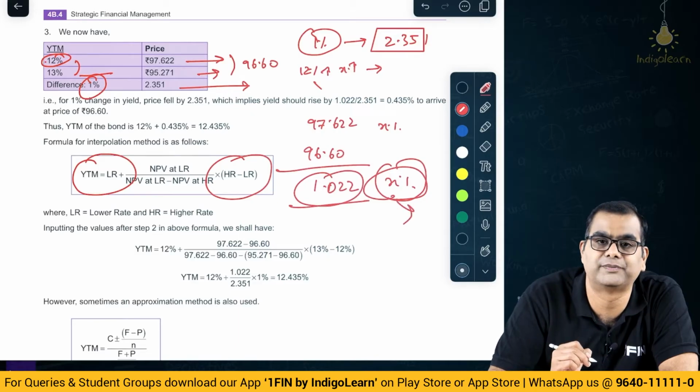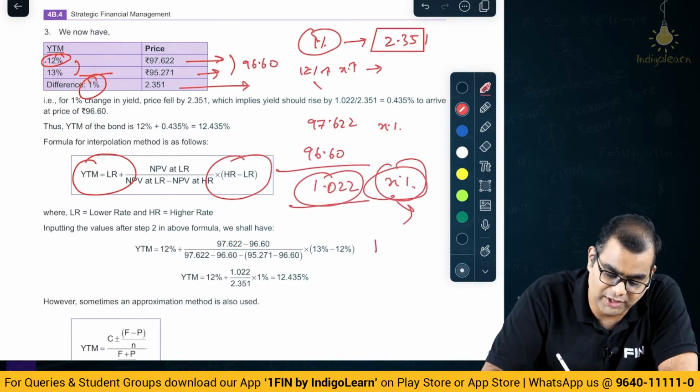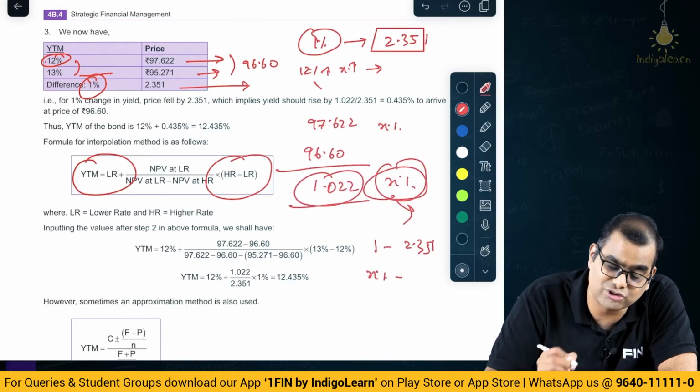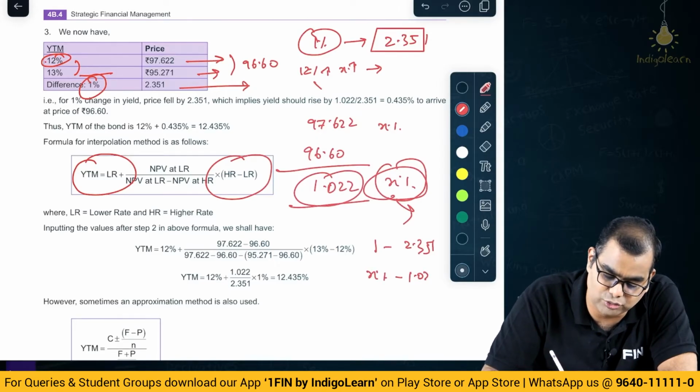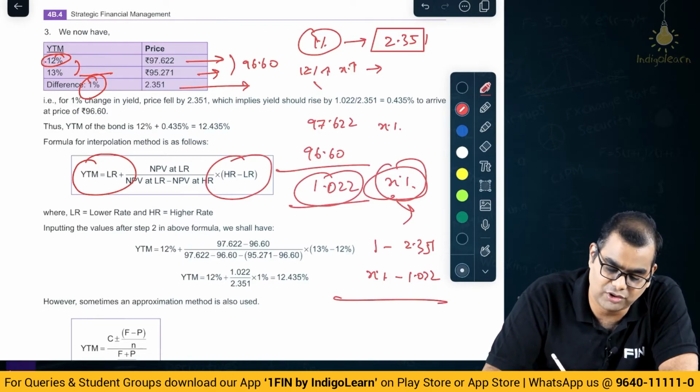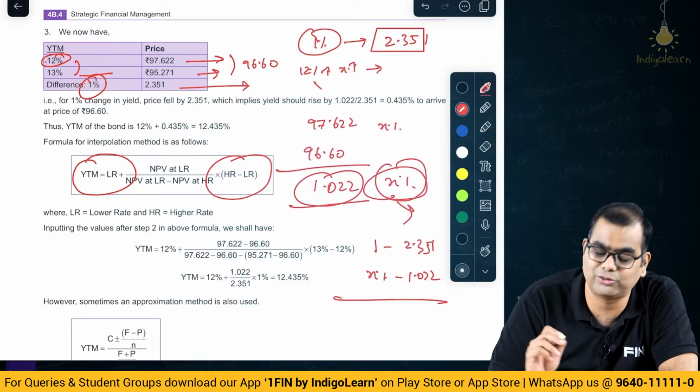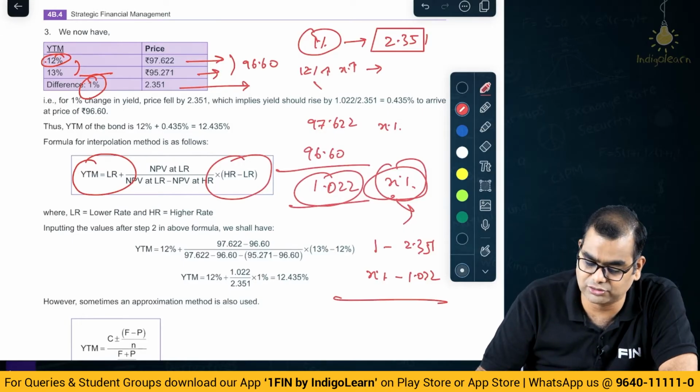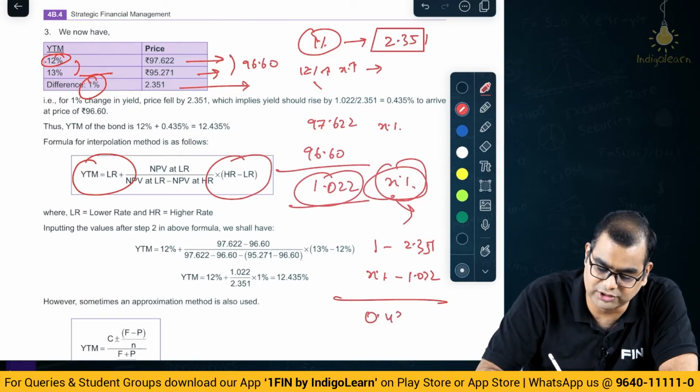What is the X? So for 1%, it is 2.351. For X percent change, it has to change by 1.022. So what is this X? You basically cross multiply. So 1 into 1.022 by 2.351. So 1.022 divided by 2.351. It will be 0.43%.